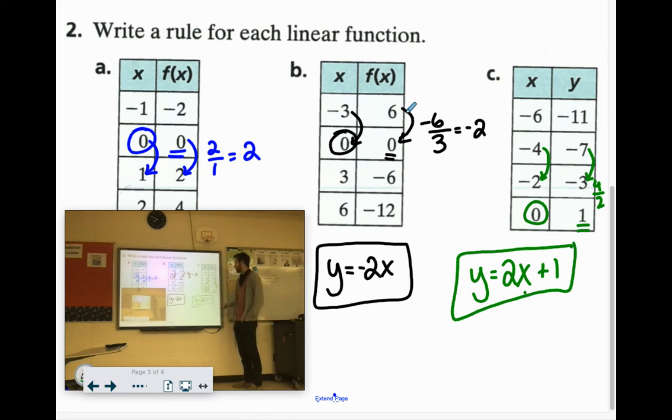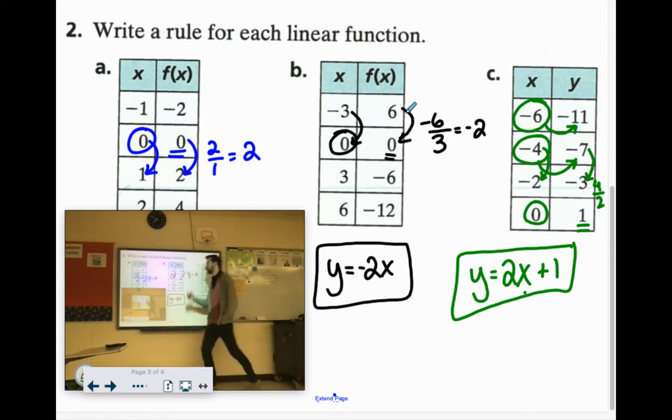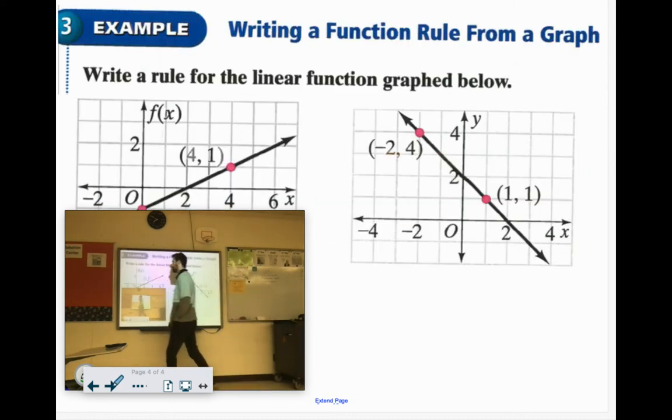That's it. Double check it somewhere else. 2 times -6 is -12, plus 1 is -11. 2 times -4 is -8, plus 1 is -7. It works for all of them.